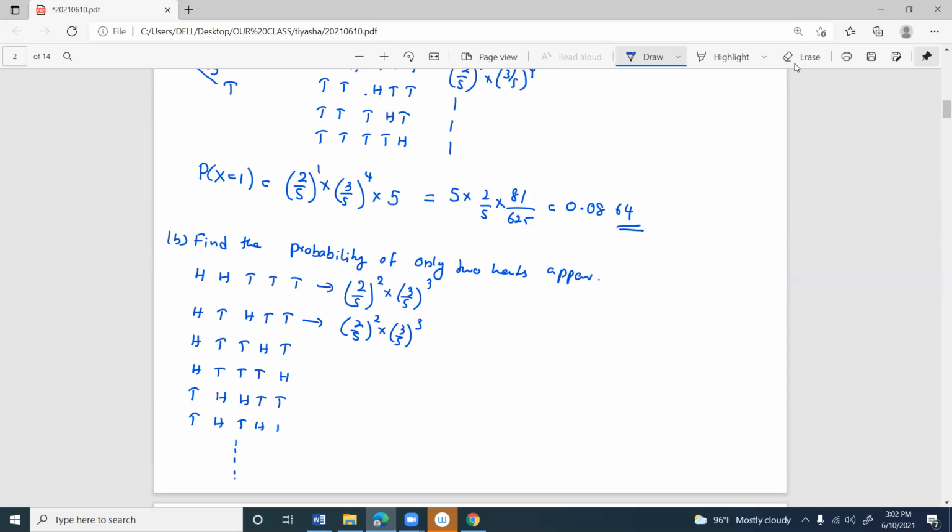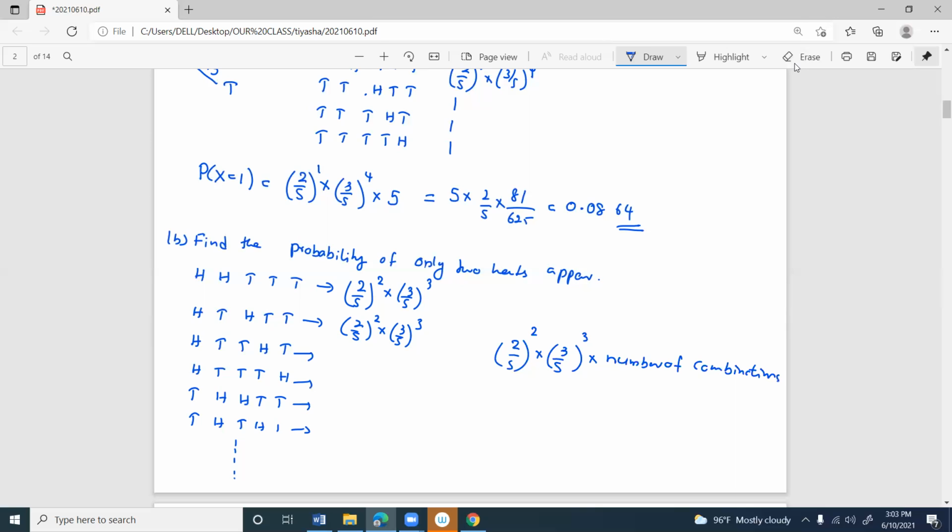All of them are the same, right? Isn't it clear? Then you multiply 2 over 5 to the power 2 times 3 over 5 to the power 3 into the number of combinations, and you get the probability. You get the probability by multiplying this.